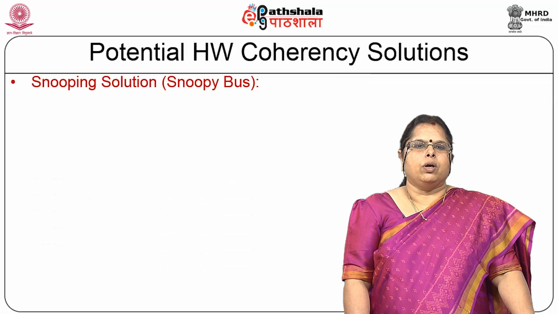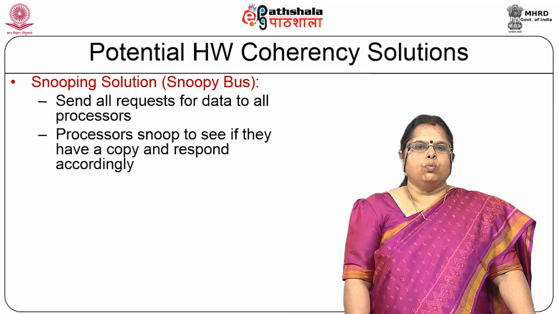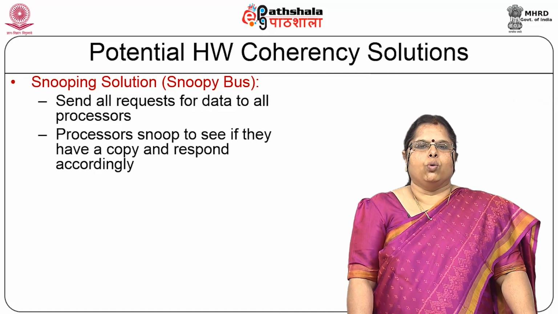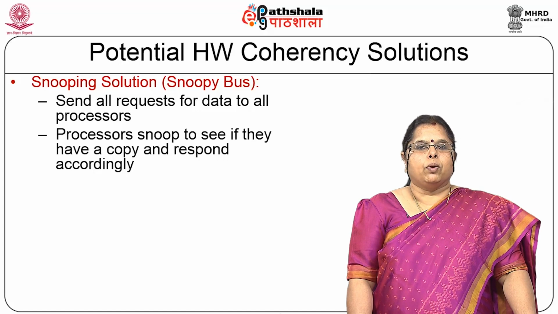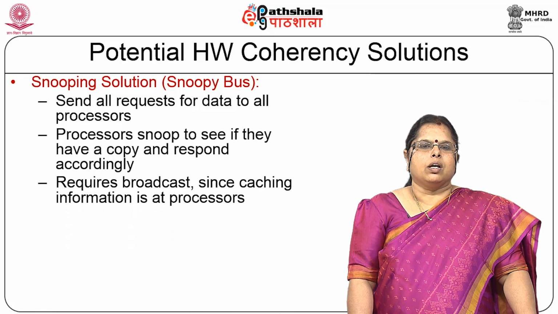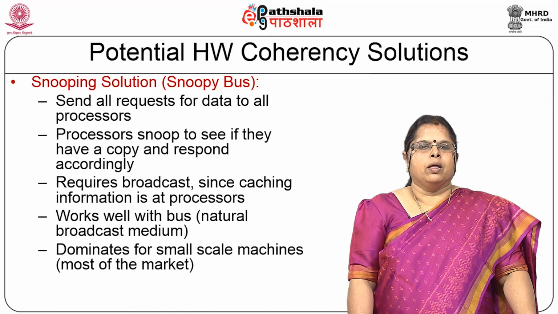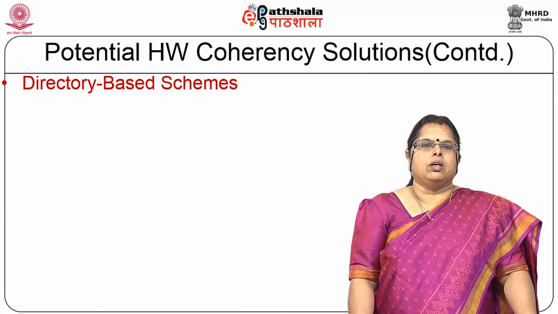Potential hardware coherency solutions, as I told you, include a snooping solution. In a snooping solution, we make use of the bus, which is the most common interconnection. So, you have a snoopy bus, and you send all requests for data to all processors. The processors snoop to see if they have a copy, and accordingly they respond. This requires a broadcast since caching information is at the processors, and it works well with a bus, which is a natural broadcast medium. This is very useful. It dominates in small scale machines, because it has a scalability problem in larger machines.